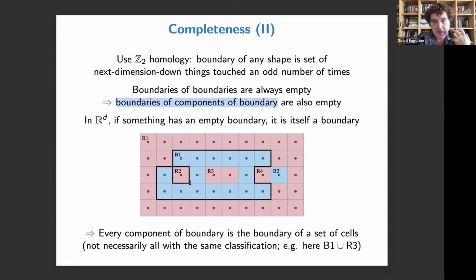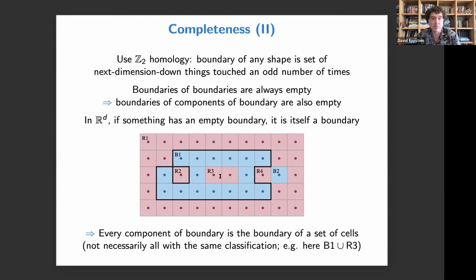So the boundary of this solid black component of boundary is an empty thing because it's a component of a boundary, but taking components doesn't change this touching an even number of times thing. Because this solid black line is something with an empty boundary, that means that it is itself a boundary of something.